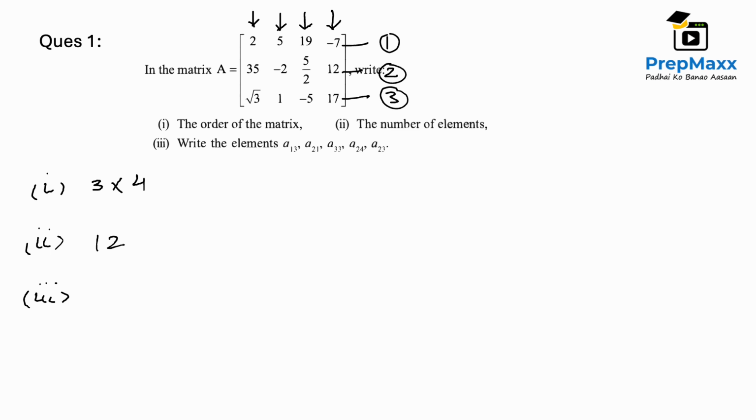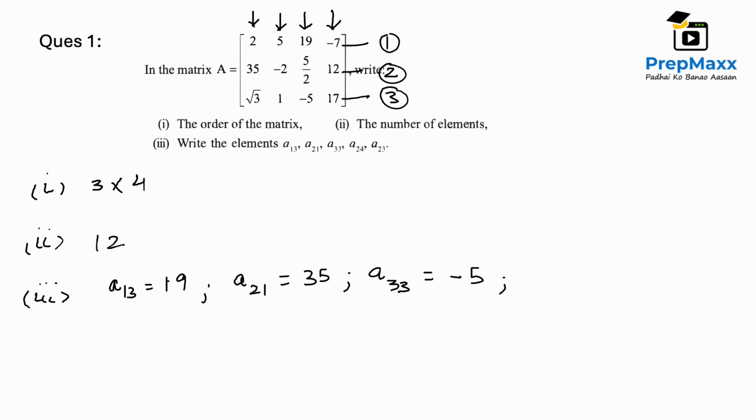So A13 means first row and third column. So A13 is going to be what? It is going to be 19. Then A21 means second row and first column, which is 35. Then A33 is going to be third row and third column, which is going to be -5.